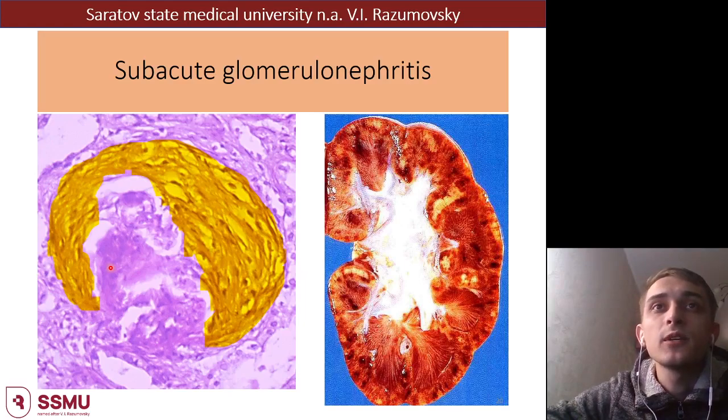That's why subacute glomerulonephritis has a malignant course. It will lead to irreversible derangement of the kidney. We can see development of connective tissue, and we really couldn't fix it at all.